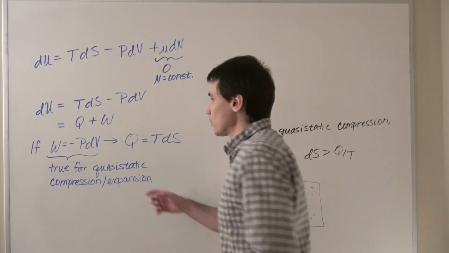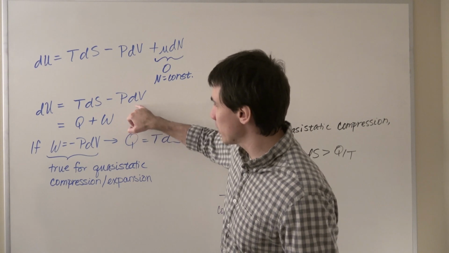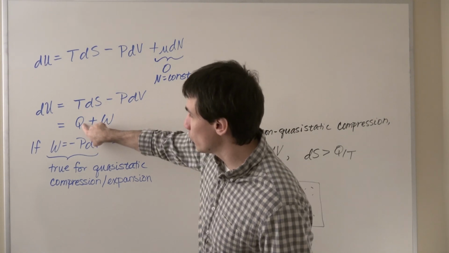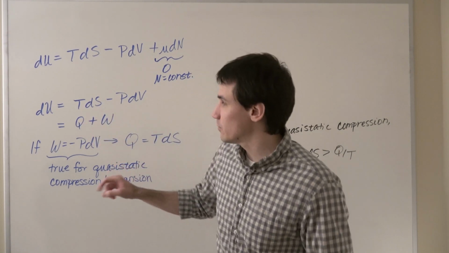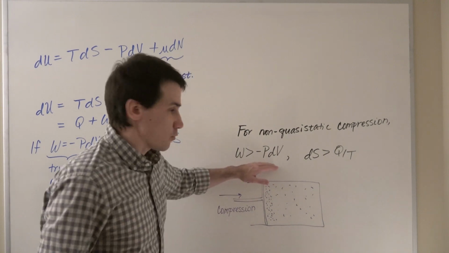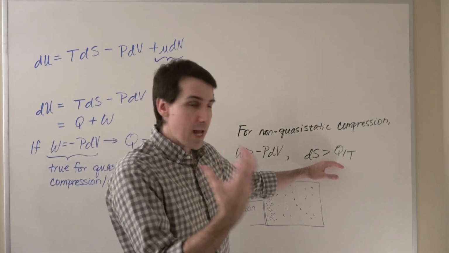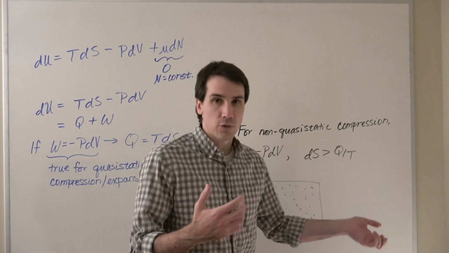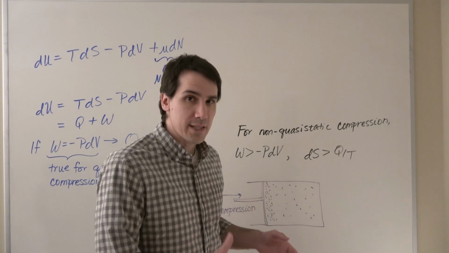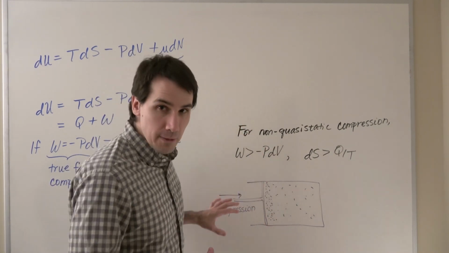And if we look at these equations here, if work is bigger than negative PdV, then Q must be smaller than TdS because they both have to equal dU. So if this is true, then this must be true, that our entropy created is bigger than Q over T. So this equation holds true for non-quasi-static processes. This would also happen if we did an expansion.